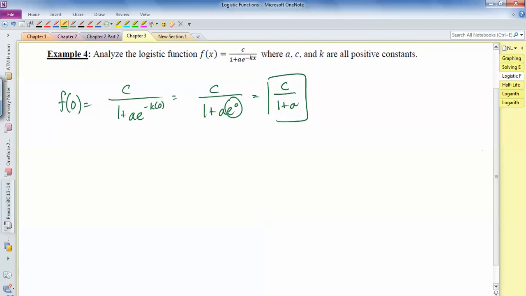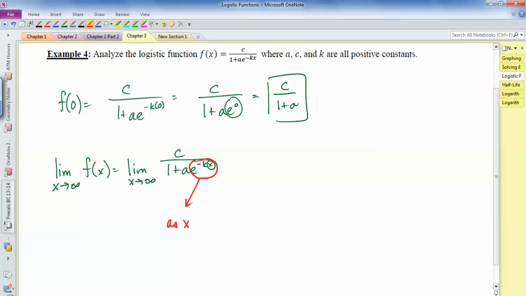Another question that often comes up is, what happens way out at x equals infinity? What's the limit of f of x as x goes to infinity? So we'll write limit as x goes to infinity of c over 1 plus a e to the negative kx. Now, I'm not allowed to plug in infinity for that x right there. So instead, I'm going to do a little side work here.